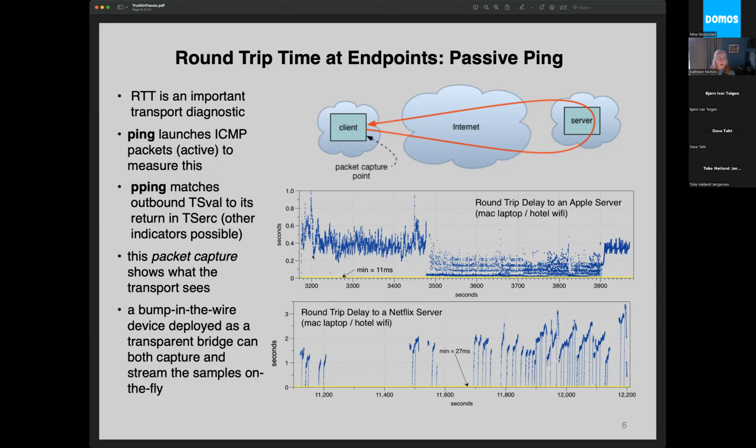With this incredibly high round trip delay, and then it kind of drops down and then it goes back up again. But the minimum that I found to that same server was 11 milliseconds. So, it kind of gives you an idea of what's going on. And this was to an Apple server.